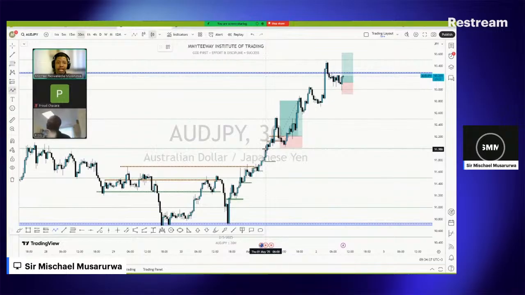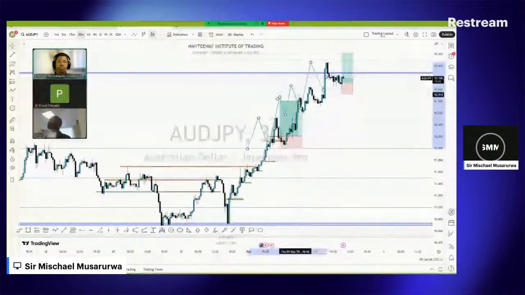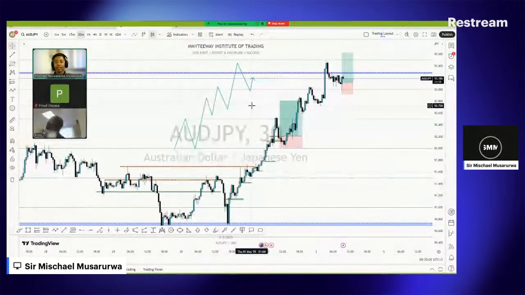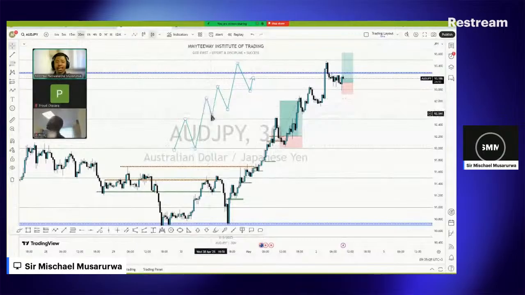as it is, just retracing right here, we have a clear market structure, right? We are continuously making higher highs and higher lows. This low is higher than this low. This high is higher than this high, than this high.